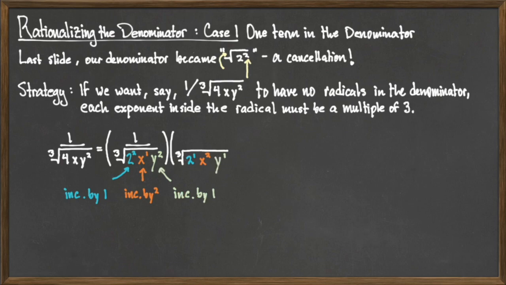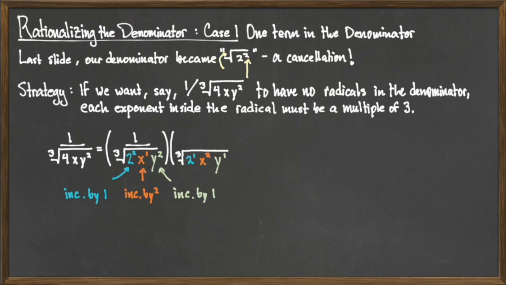So that's how I'm going to construct my multiplication by 1 here. I'm going to start the construction of our multiplication by 1. The denominator is going to be the cube root of 2 to the first, x squared, and y to the first. So this additional radical is giving me the exact exponent additives that I need so that when this simplifies, everything in that radical downstairs has a power of 3.